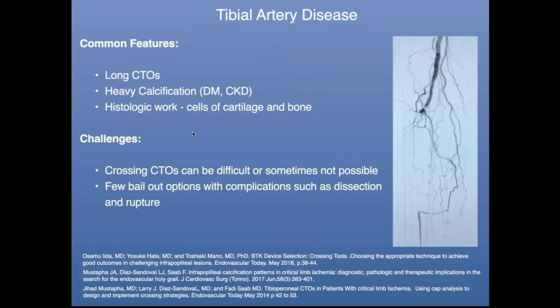When you're dealing with below-knee disease, you have to realize that you have really long diffuse stenoses or long chronic total occlusions. They're typically heavily calcified about 75% of the time, and that's even higher in diabetics and patients with CKD. And we know there's some early histologic work where they're finding cells of cartilage and bone in these CTOs below the knee. And so you can imagine that crossing these CTOs can be difficult and sometimes not possible. And compared to above-knee disease, SFA and popliteal and so forth, you don't have as many bailout options when you end up with complications such as long segment dissections and ruptures.